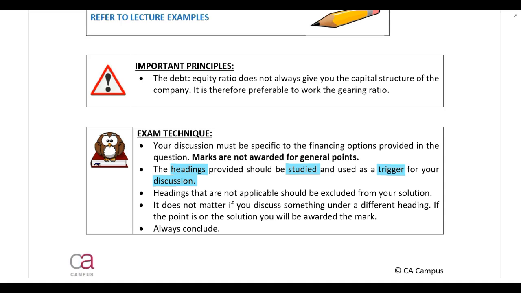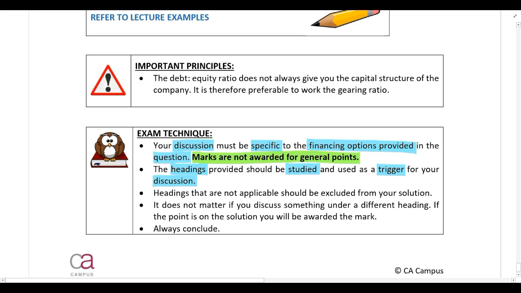Study the headings so that you can use them as a trigger so that you can consider whether you need to discuss anything under that heading. But it's important to note that your discussion must be specific to the financing options that are provided in the question. So you can't just study all of the information that I've included under each of the headings and just write down a memory dump of everything that you've studied. That won't work. I've provided you with the headings and the information under the headings so that you can consider whether that information is relevant to your particular scenario that you've been provided with. But this can't be a memory dump. Marks will not be awarded for general points.